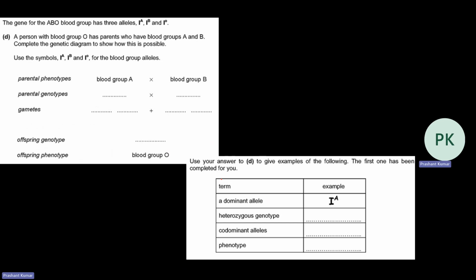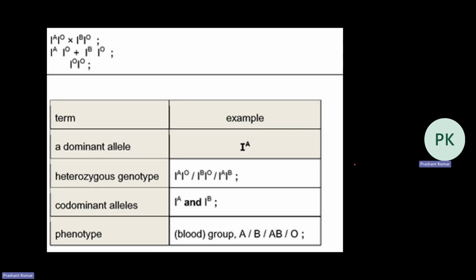Now let's have another question. A gene for blood group, the alleles are this one. A person with O blood group has parents who have blood groups A and B. So it's the same type of question, but here they have changed it by saying that the O blood group person is the child of parents who have A and B blood groups. So you can write this.